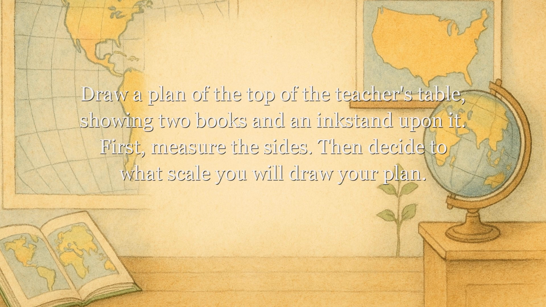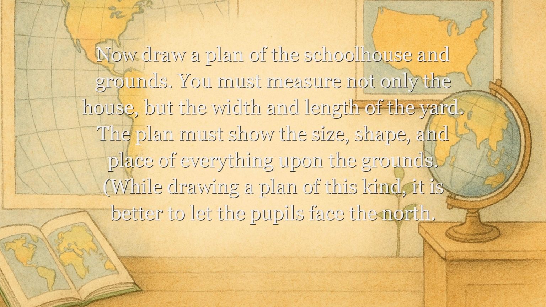Draw a plan of the top of the teacher's table, showing 2 books and an inkstand upon it. First, measure the sides. Then decide to what scale you will draw your plan. Now draw a plan of the schoolhouse and grounds. You must measure not only the house, but the width and length of the yard. The plan must show the size, shape, and place of everything upon the grounds.